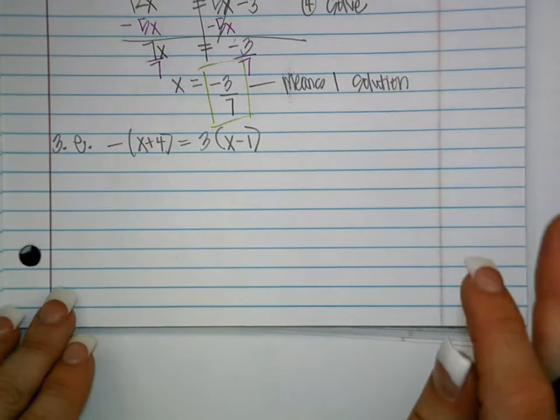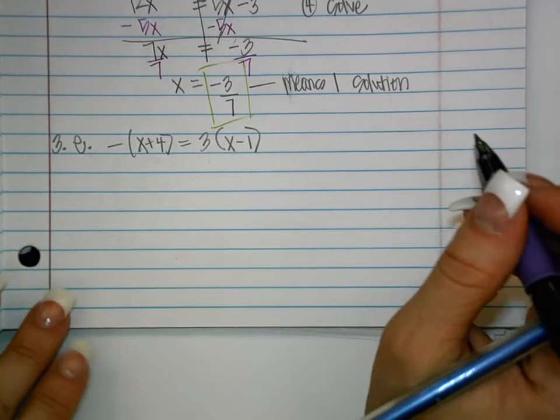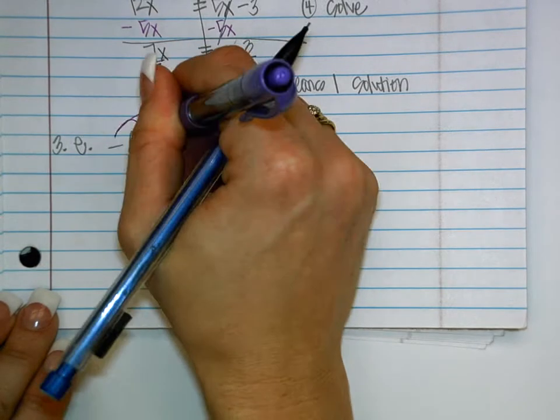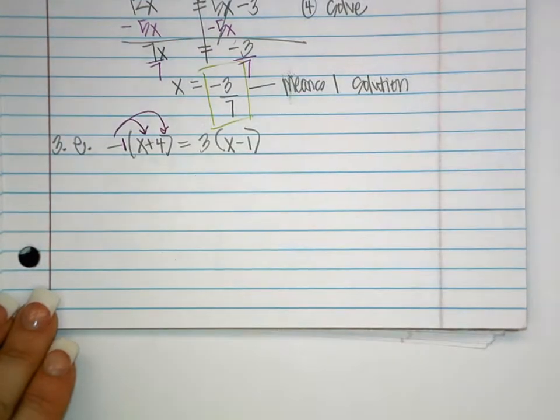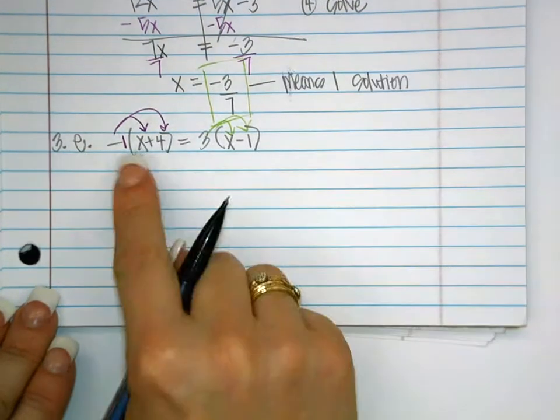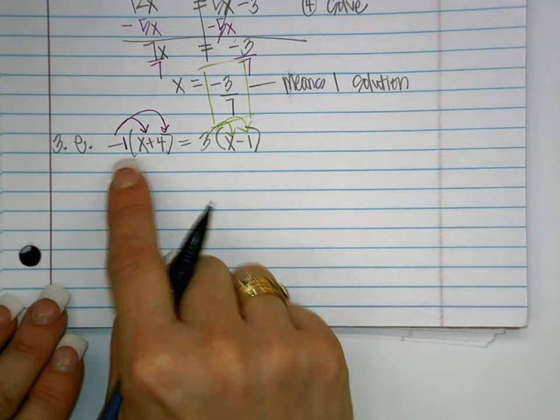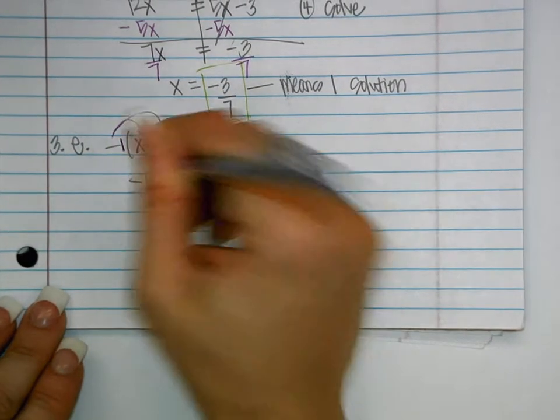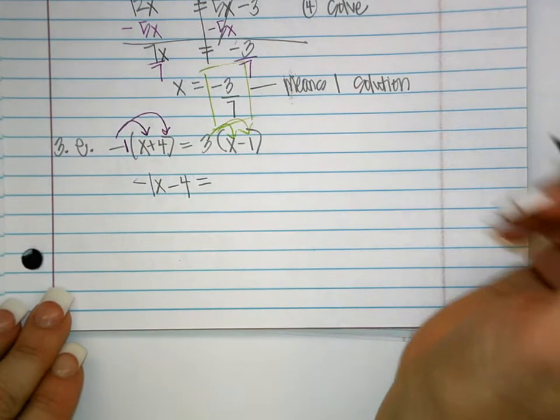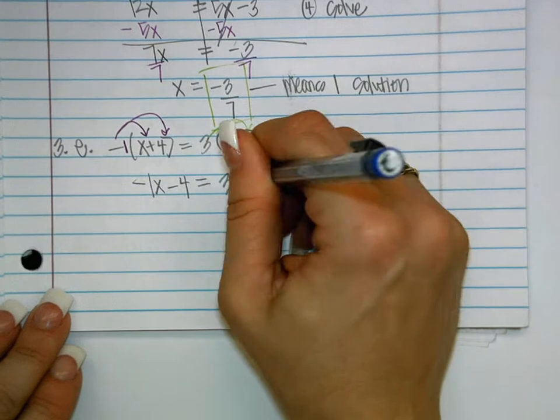So, if I want to solve, what's the first thing I need to do? Distribute. What am I distributing? On this side, we're distributing a negative. It's really like a -1. And on the right side, we're distributing a 3. Don't forget, you have to distribute to all the parts in the parentheses, not just the first one. So negative times x gives you -1x. Negative times 4 is -4. Equals what? 3x minus 3.